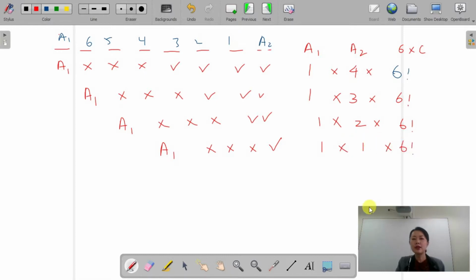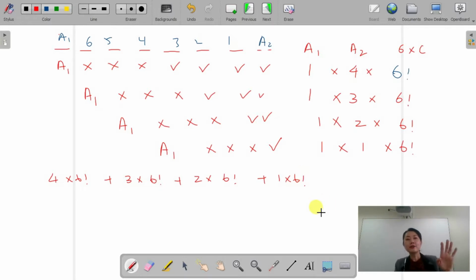All right, so that's more or less it. So we have 4 times 6 factorial plus 3 times 6 factorial plus 2 times 6 factorial plus 1 times 6 factorial. Okay, and then now I have assumed adult 1 is going first, but then you can have the same situation where adult 2 is going first, so you can swap adult 1 and adult 2. So times 2, because adult 1 and adult 2 can swap.